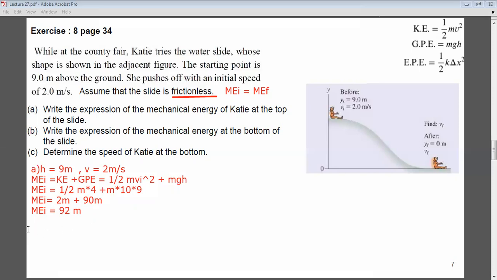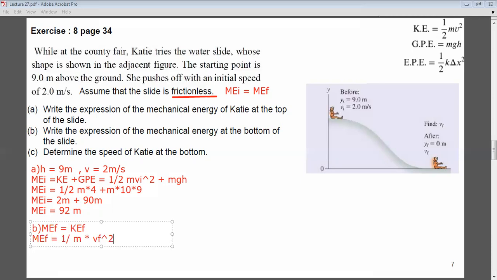Part B, write the expression of the mechanical energy at the bottom of the slide. So at the bottom of the slide, we want to write the expression of the mechanical energy. So we say mechanical energy final in this case, or at the bottom, is equal to, once there is no altitude, there is no gravitational potential energy, but she's still moving with some speed. So it only has kinetic energy. Okay, so mechanical energy final is equal to half m times v final square.